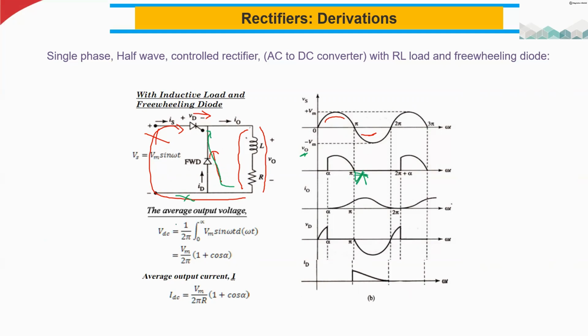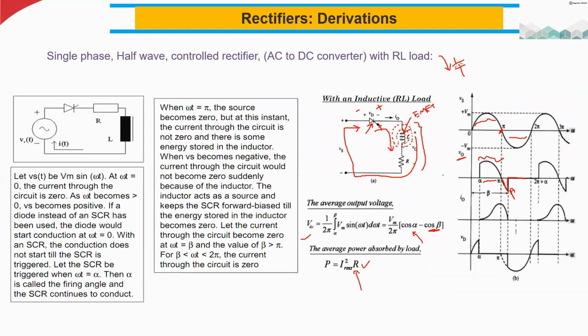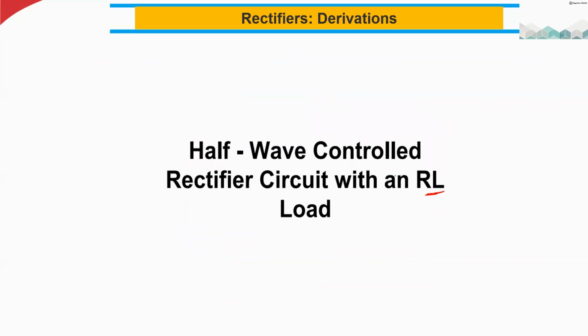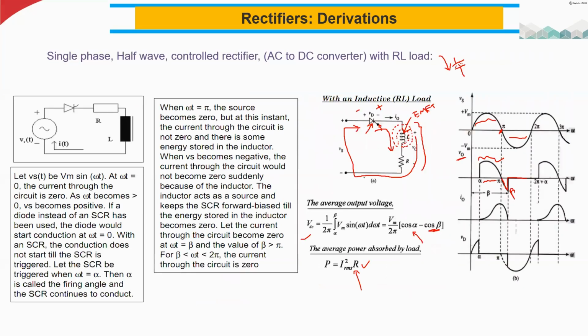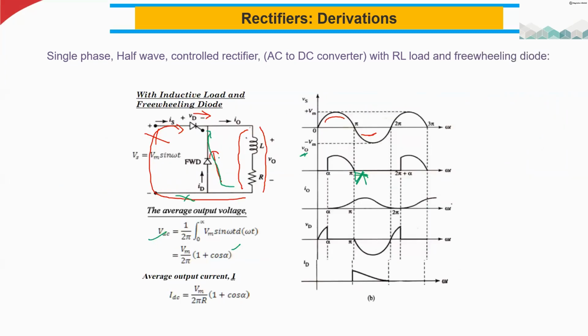Okay, so I think the formula for this one is like this. The average output voltage is the VDC. If you apply this formula, from 0 to alpha only it's conducting now. Everything else is the same. You know this RL load. On the RL load, we have the problem of the magnetic field from the inductor discharging the current. Then we have the flywheel diode.